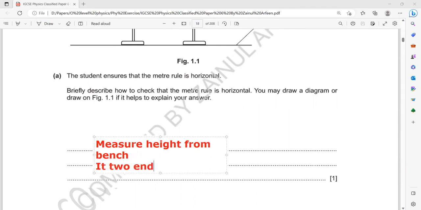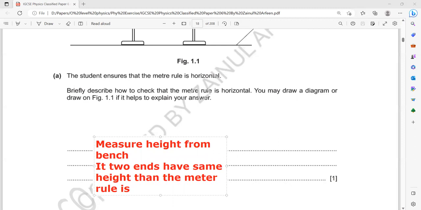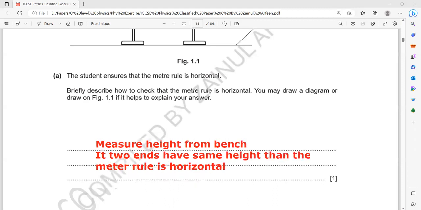If the two ends have the same height, then the meter rule is horizontal. So this is the technique we use to identify whether it is horizontal or not.